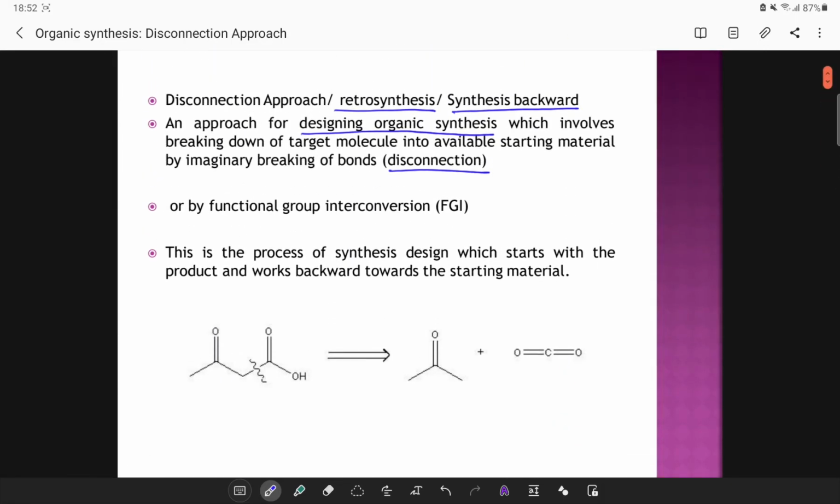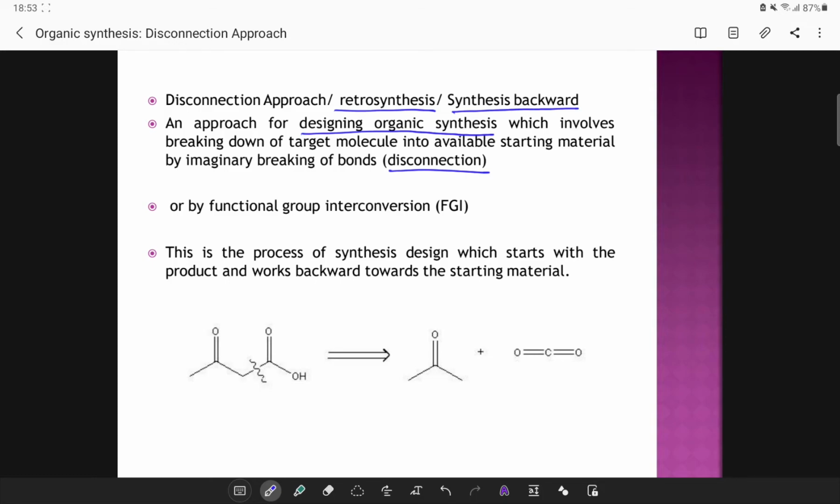My first point said that it is an approach for designing organic synthesis which involves breaking down the target molecule into available starting material. So what is my available starting material? That is aniline plus acetyl chloride. By imaginary breaking of bonds, I just broke down the target molecule in an imaginary way, and then I designed my synthesis.